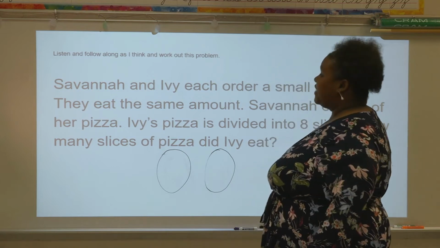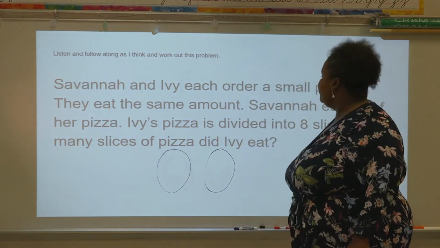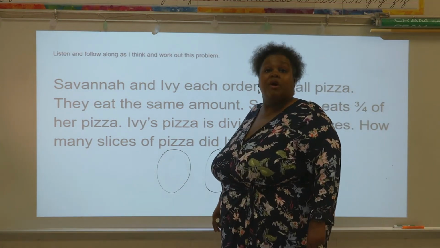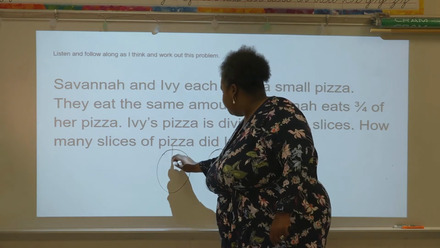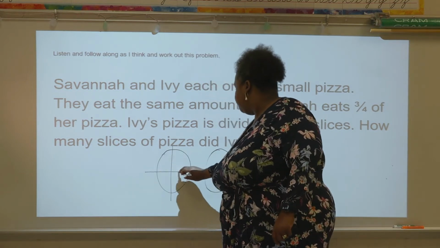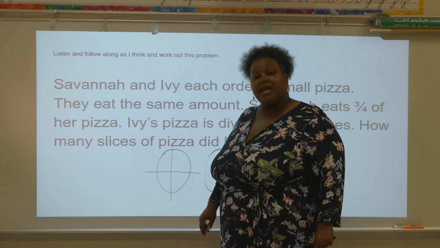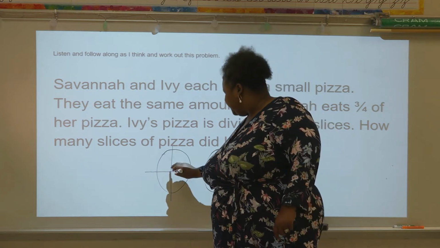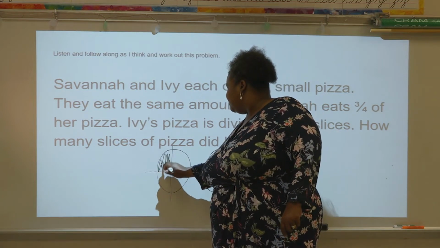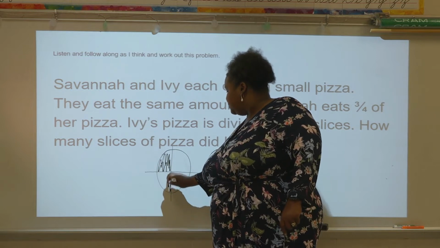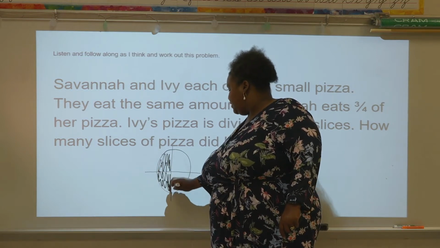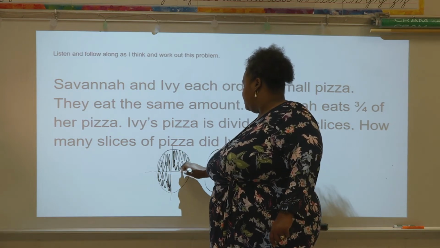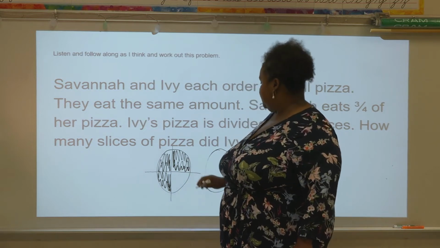All right. With Savannah's pizza, she eats 3/4 of her pizza. So 3/4. I need to divide it into 4 equal pieces. Ooh, that was pretty good. How many should I shade in if she eats 3/4 of it? And I agree, 3. 1 piece, 2, which would make it 2/4, 3, which would make it 3/4. She ate 3/4. This would be Savannah.